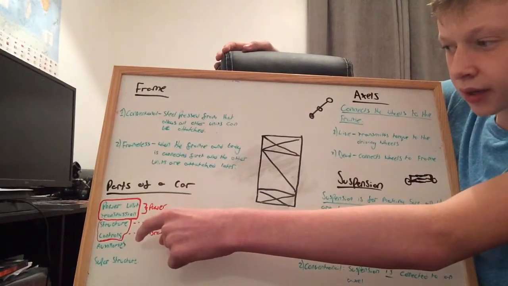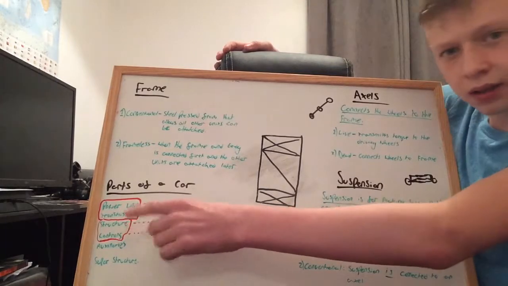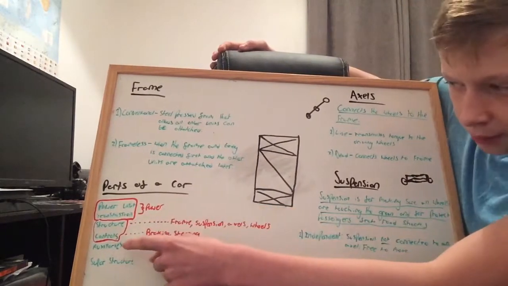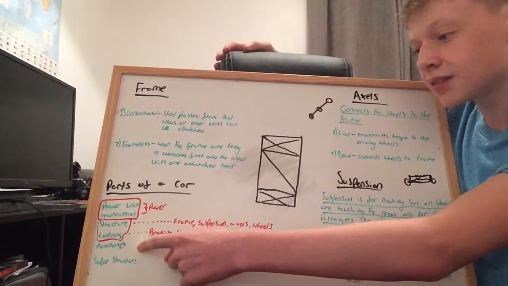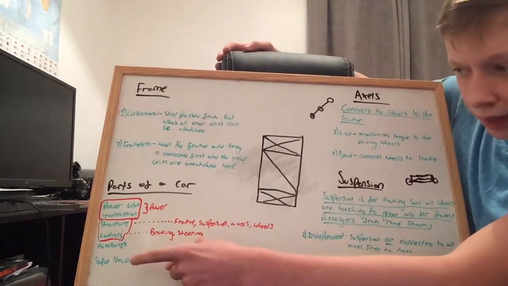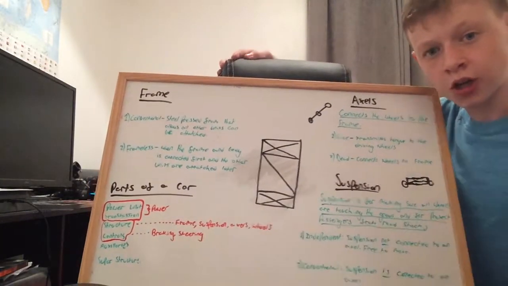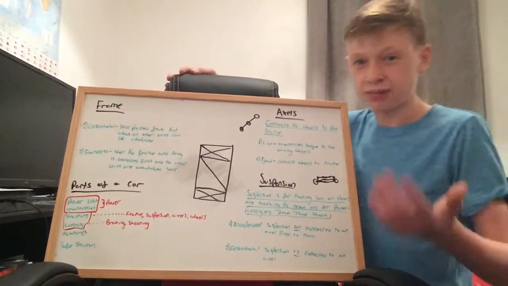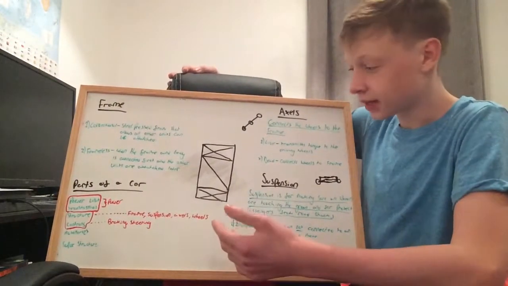And then we'll also have our auxiliaries like lights and etc. And we'll have our superstructure, our bodywork, our framework. So let's just say fiberglass or carbon fiber, something like that.